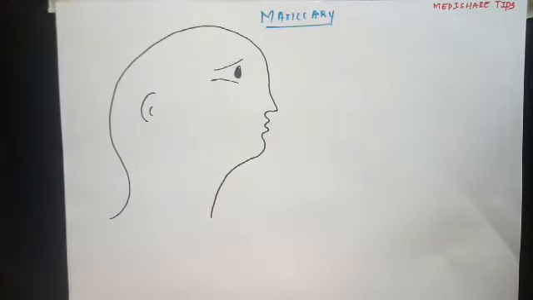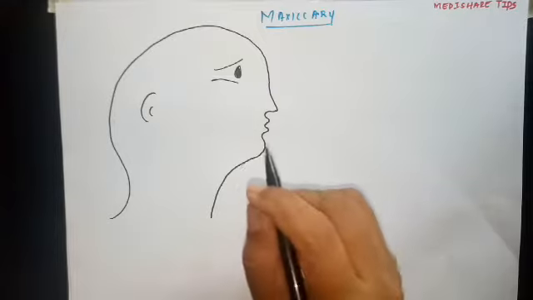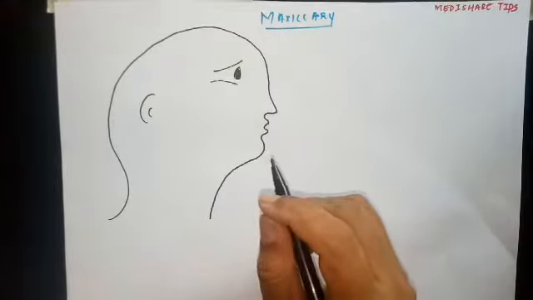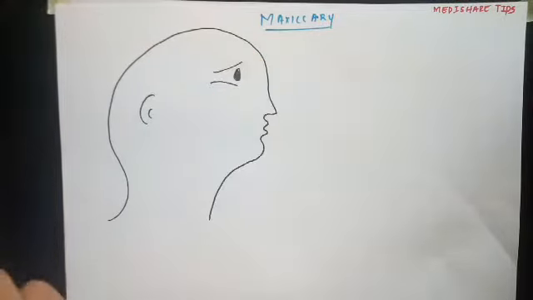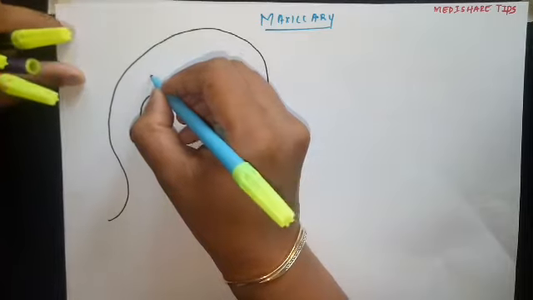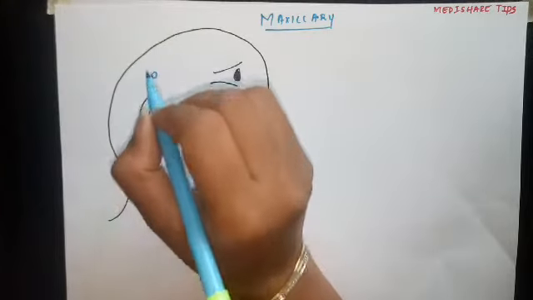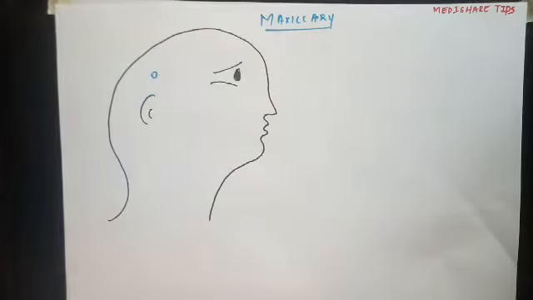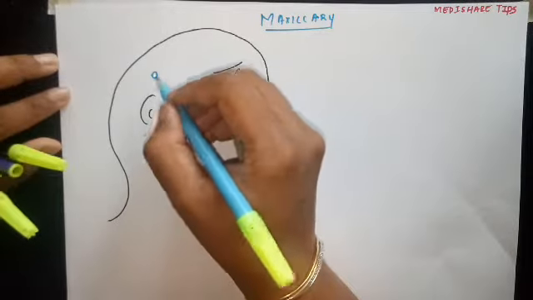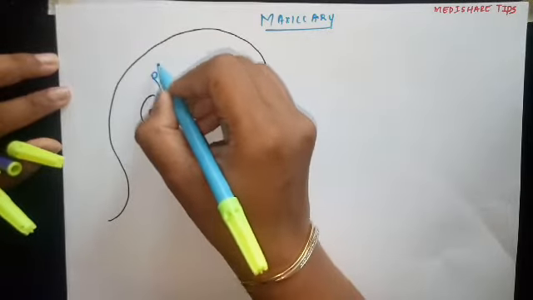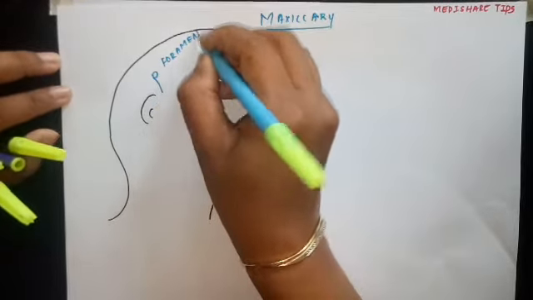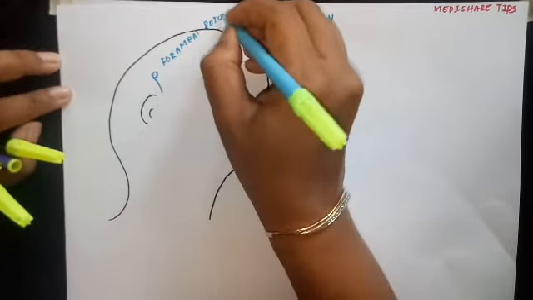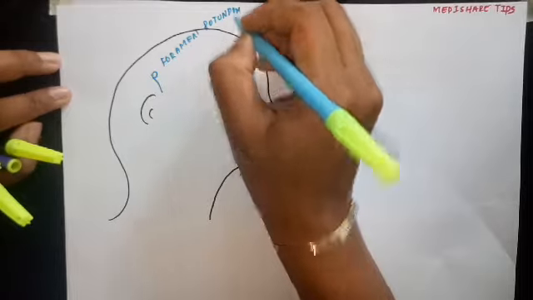We know that the maxillary division of the trigeminal nerve is also a purely sensory nerve. It emerges from the middle cranial fossa through the foramen rotundum, and it also supplies the dura of the middle cranial fossa and the anterior cranial fossa. So through this foramen it leaves the middle cranial fossa.